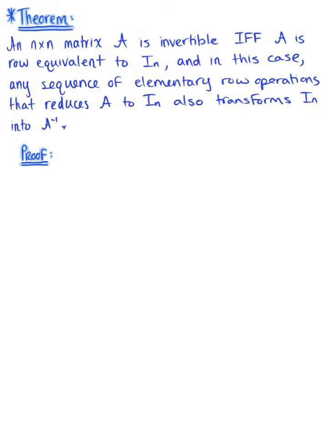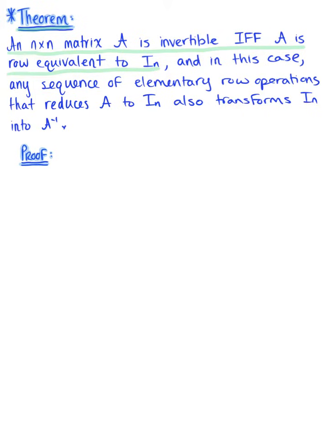So get excited. This theorem says that an n by n matrix A is invertible if and only if matrix A is row equivalent to the identity matrix. Now in this case, any sequence of elementary row operations that reduces A to this identity matrix also transforms the identity matrix to the inverse of A.